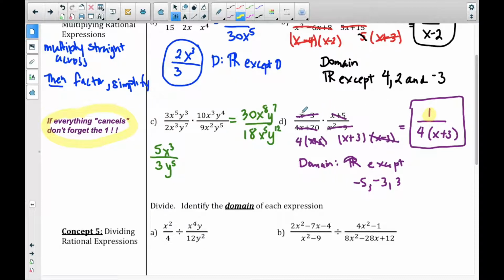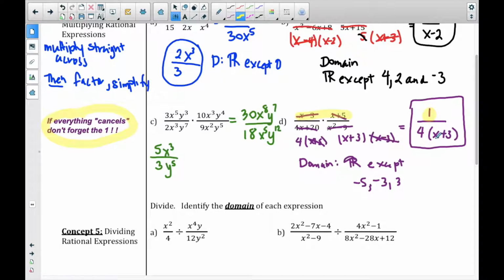I'm talking about, look, everything's gone off the numerator. If everything's gone, make sure you put a 1 there. And then in my denominator, I still have 4 and x plus 3. I'm going to leave it in factored form. If you want to multiply that out, that is fine with me. You can do that. You just don't need to.